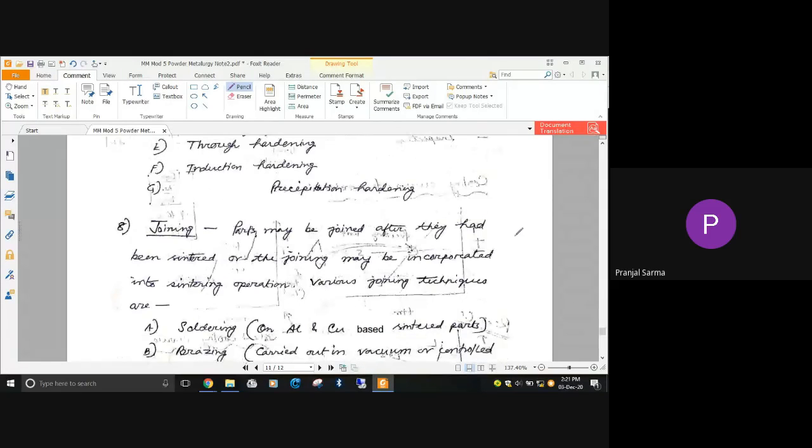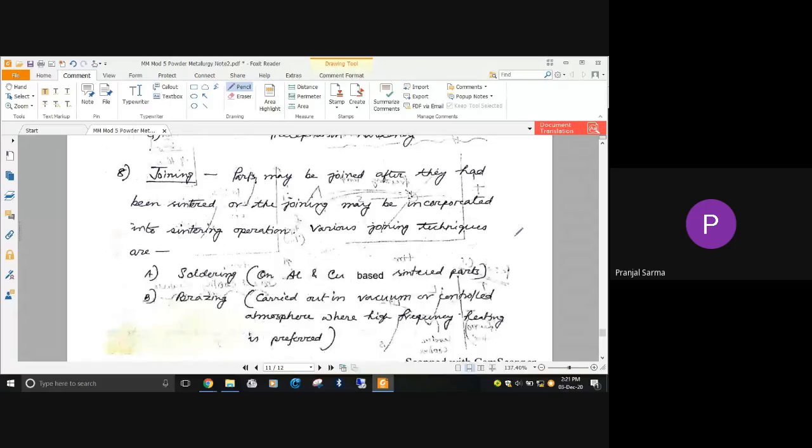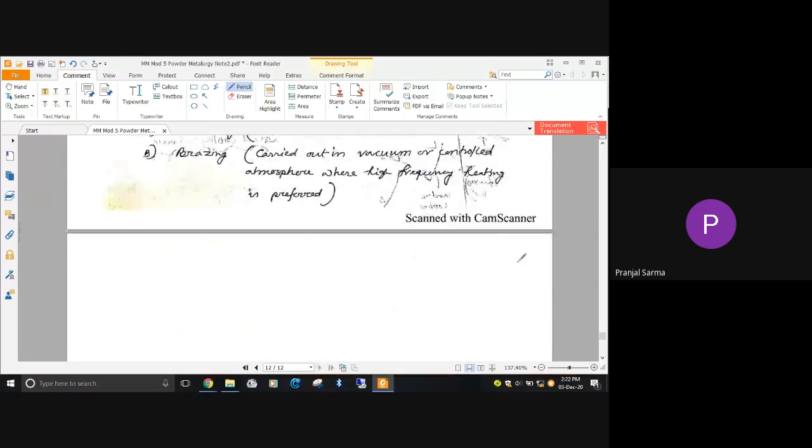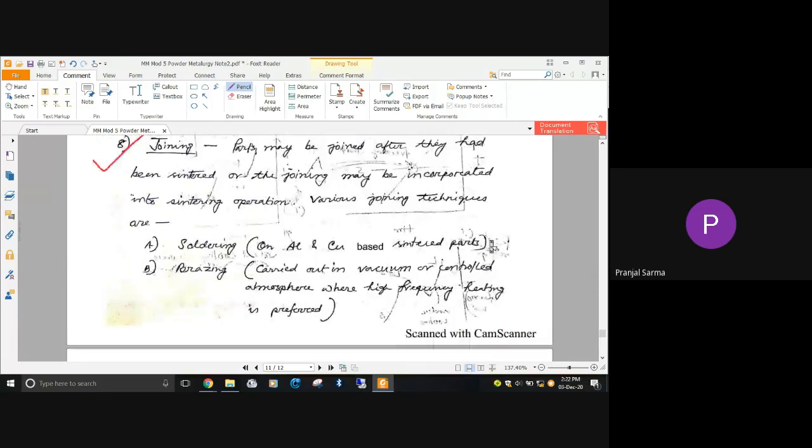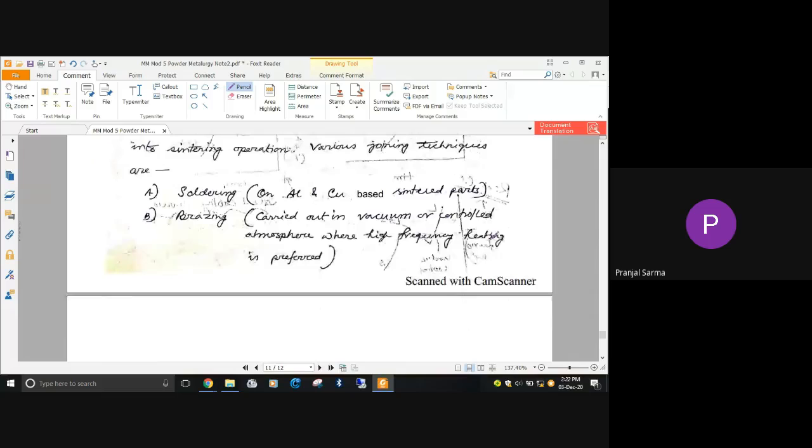Similarly, sometimes you may have to join some parts, and that is also possible. The parts might be joined after they have been sintered, or the joining may be incorporated into the sintering operation itself. Soldering, brazing, etc., are joining processes that can be carried out on different parts made by powder metallurgy.